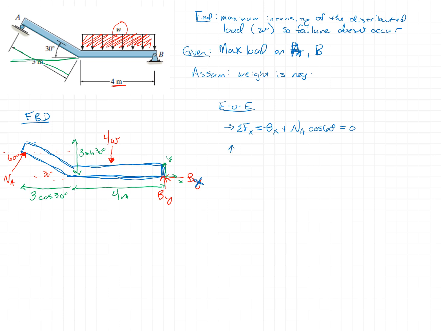Then we have the sum of the forces in the y direction are equal to By minus 4W plus NA sine of 60 degrees, the y component of NA, is equal to 0.